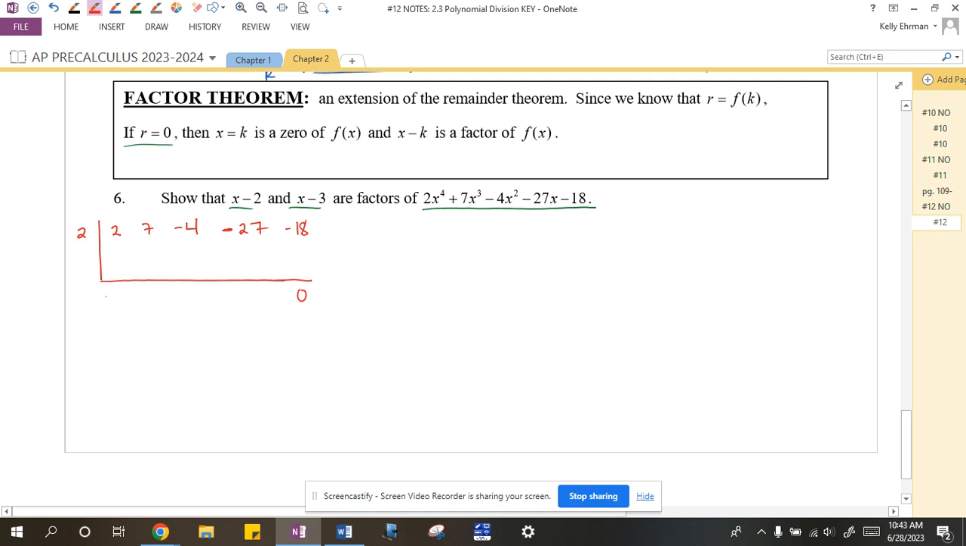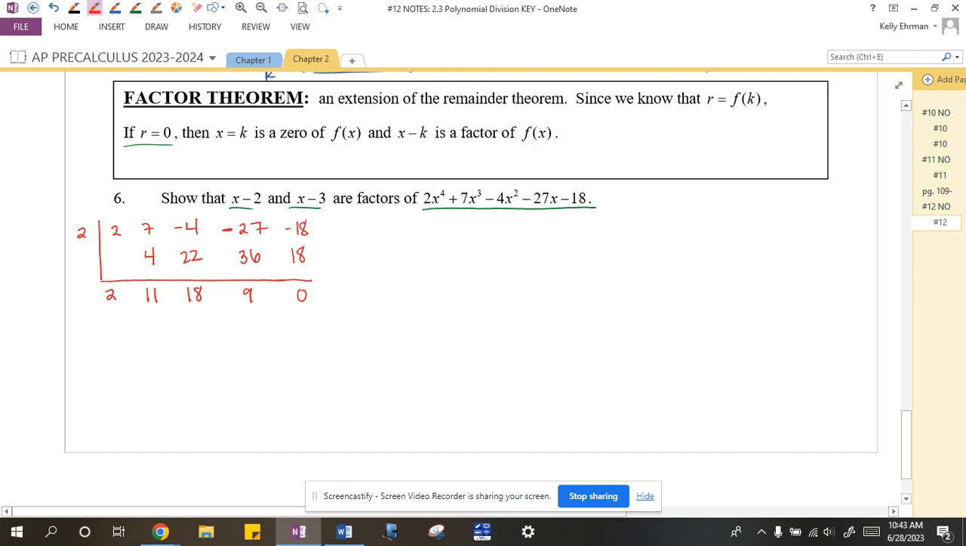Drop down, multiply, add, multiply, add, multiply, add, multiply, add. Good. So far, so good.